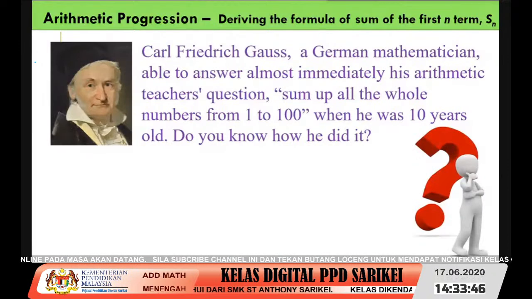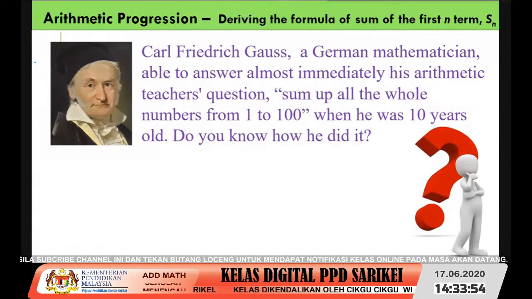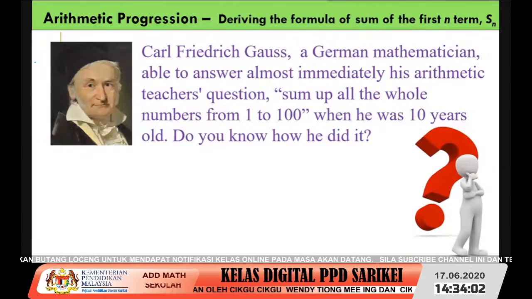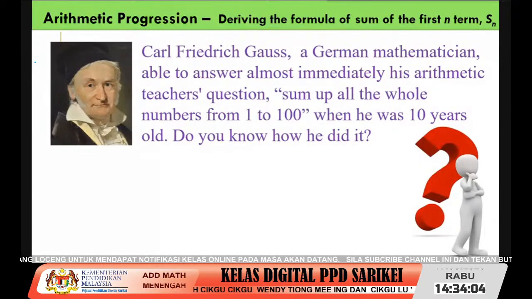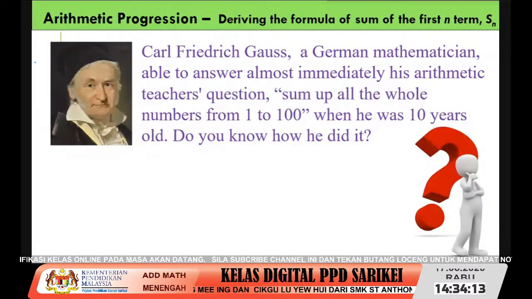Okay, this mathematician, when he was 10 years old, could answer immediately. His teacher asked, 1 plus 2 plus 3 up to 100. What is the answer? Okay, I think most of you will use a calculator, 1 plus 2 plus 3 plus 4. If you count like this, it will take a long time. So I'm not going to tell you the answer now. You will figure it out yourself once you have learned the sum of the first n term. So later on, you will know how he did it.